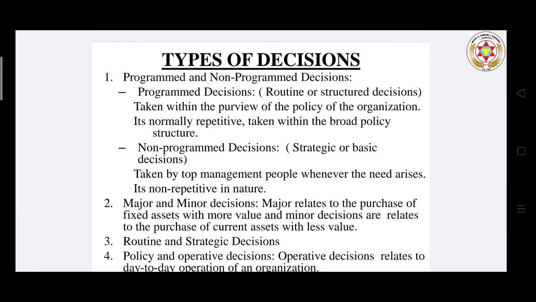Let's start with the programmed and non-programmed decisions. Programmed decisions are in accordance with some policy, rules and procedures, and these decisions are repetitive, routine and easy to make. Examples are pricing ordinary customer orders, determining salary, payment of ill employees, etc. Whereas the non-programmed decisions are also called the strategic or basic decisions, and they are taken by the top management people whenever the necessity arises.